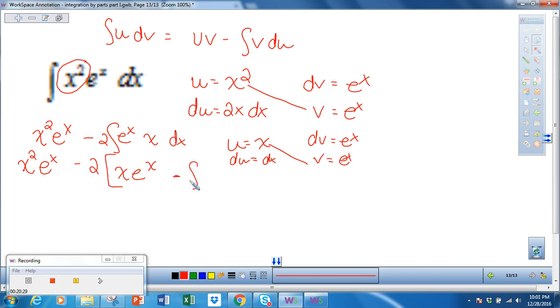So then I have minus 2 times uv minus the integral of v du. In this case, du is simply dx. Okay? So this gives me x squared e to the x minus 2x e to the x plus, because that negative times that negative becomes positive, and the integral of e to the x is simply e to the x.